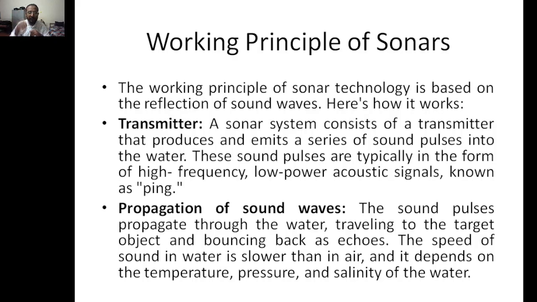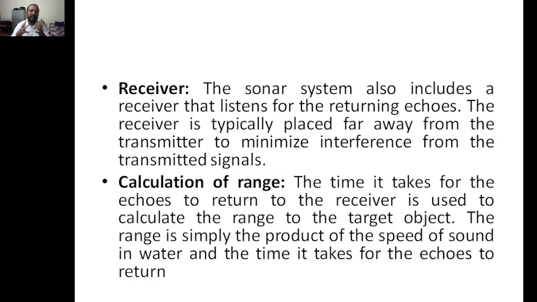This pulse propagates through the water, traveling to the target object and bouncing back as echoes. The target object here can be the depth of the sea, or in the case of a submarine, the enemy's or any other submarine's location and shape can be detected. The speed of sound in water is slower than in air. We know the reason: the pressure, salinity and temperature of the water.